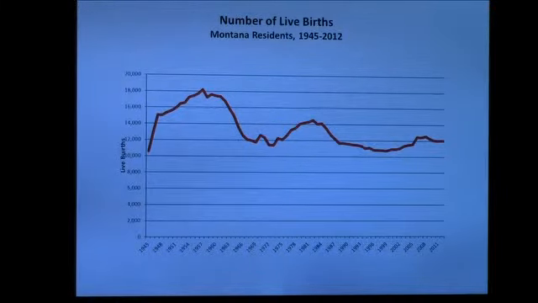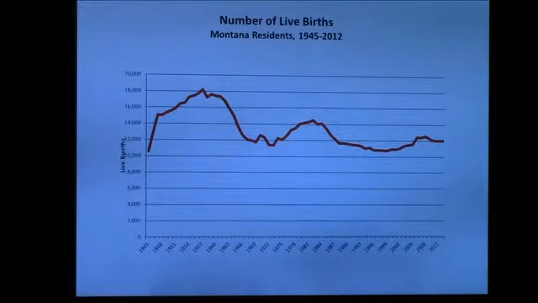And here are the numbers of births, if you prefer to look at that rather than births per thousand population, which is what the rate is. We had 18,000 live births in the mid-50s. We're now down to about 12,000 a year.